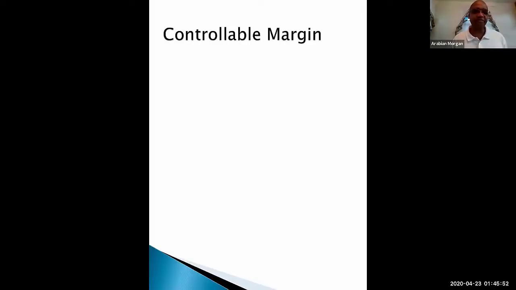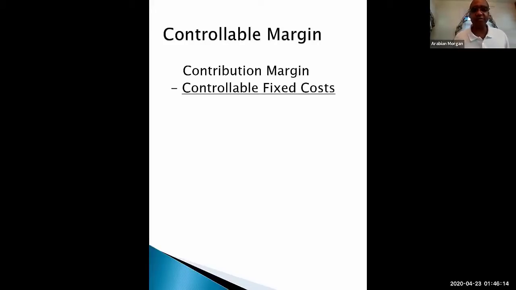And then finally, we have controllable margin. I need to give you a formula here for this because I want you to be able to calculate the controllable margin. Here we take the contribution margin, which we've learned about already, which is our sales minus our variable costs. And then we're going to subtract the controllable fixed costs. This equals the controllable margin. So contribution margin minus the controllable fixed costs equals the controllable margin.